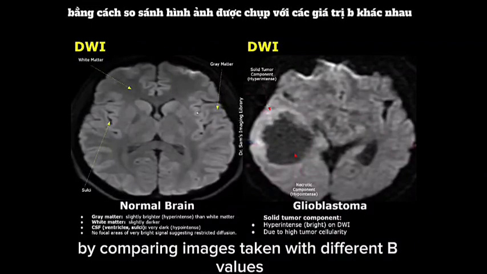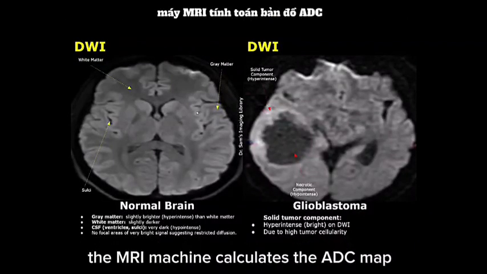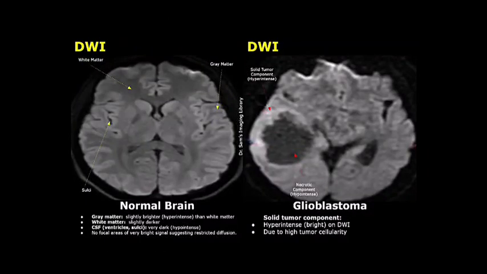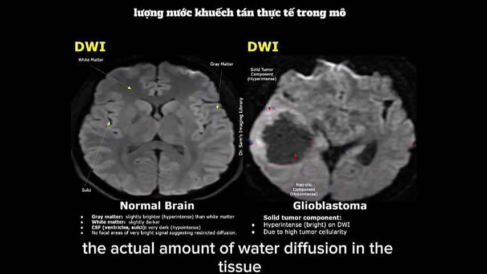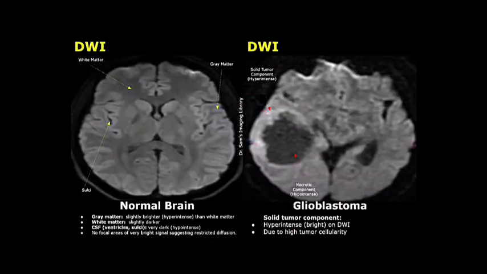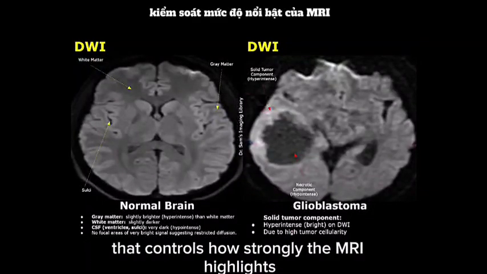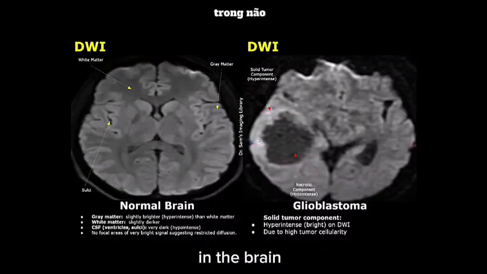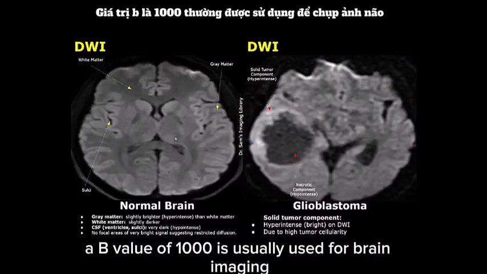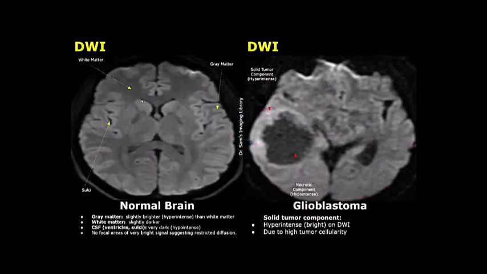By comparing images taken with different B-values, the MRI machine calculates the ADC map, which shows the actual amount of water diffusion in the tissue. In simple terms, the B-value is the setting that controls how strongly the MRI highlights restricted water movement in the brain. A B-value of 1,000 is usually used for brain imaging.